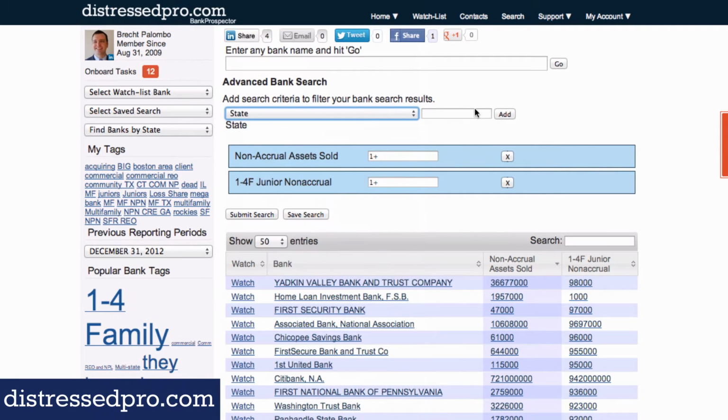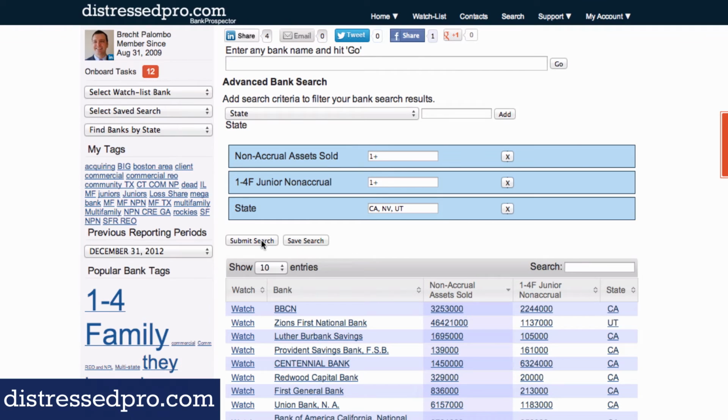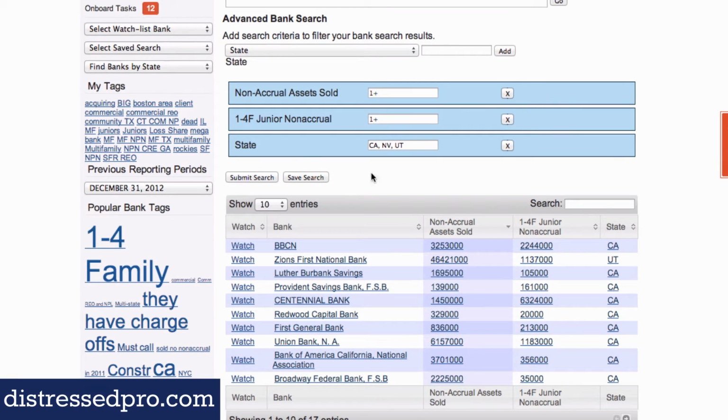Now, there's other things we could do if we wanted to search by state. Let's say that we were looking just for banks out west. There's different things that we could do here. Whatever it is, let's add that. Okay, so now here's the 17 banks that, if I'm in this area, are my best targets. So I could save this search and say these are West, Junior, non-accrual, sold, whatever is going to work for you.